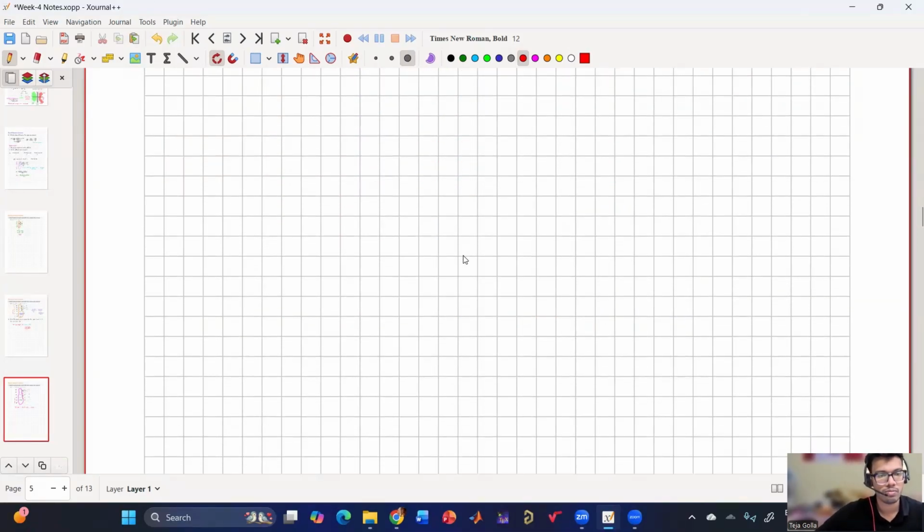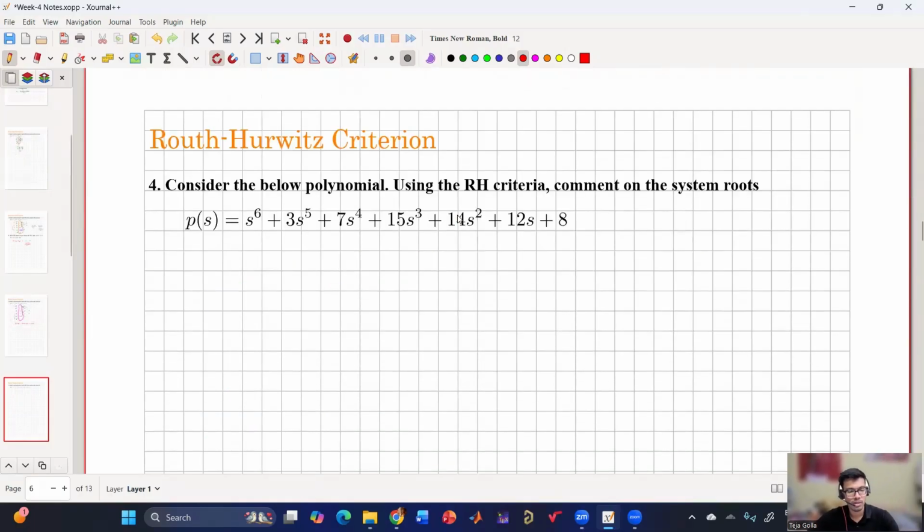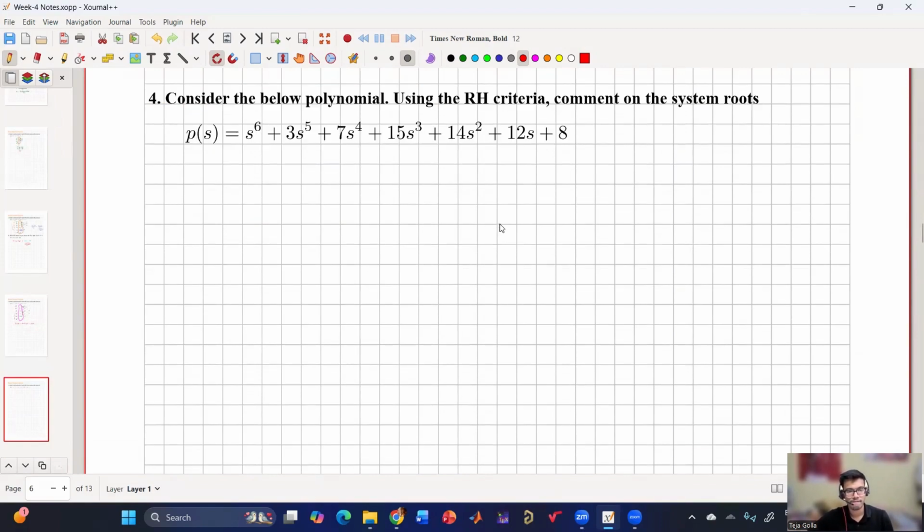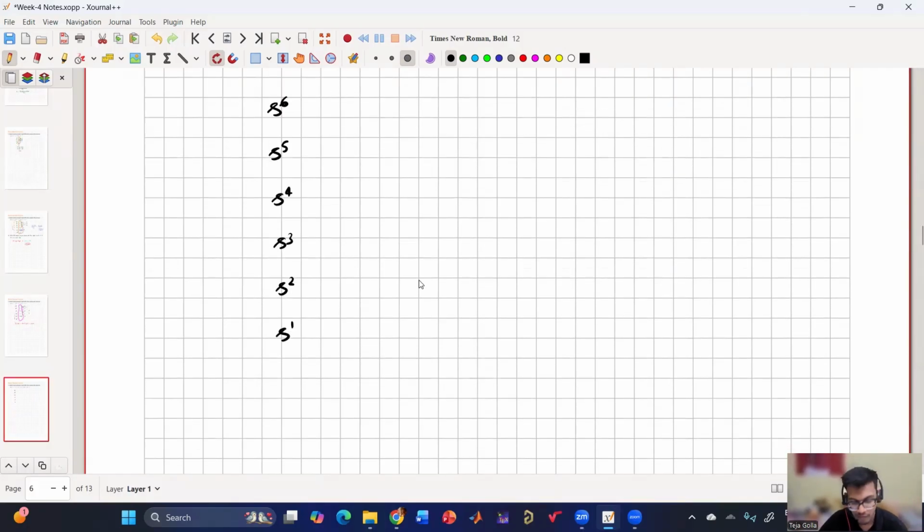Okay. So we'll move to another problem. Does this meet the necessary condition criteria? Yes, sir. It meets both the conditions. Okay. So now we'll start solving from s to the power 6, s to the power 5, s to the power 4, s to the power 3, s to the power 2, s to the power 1. Then we'll have s to the power 0.